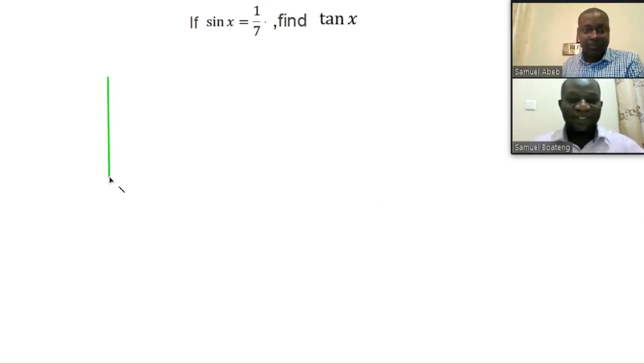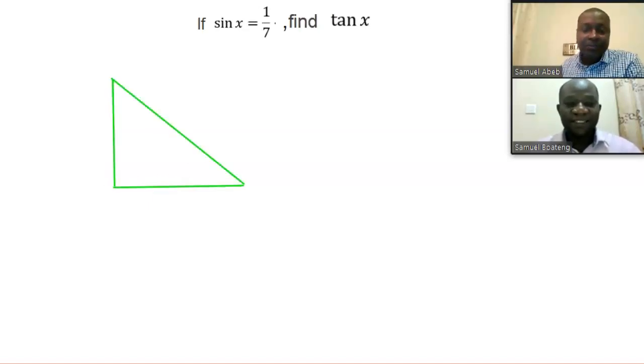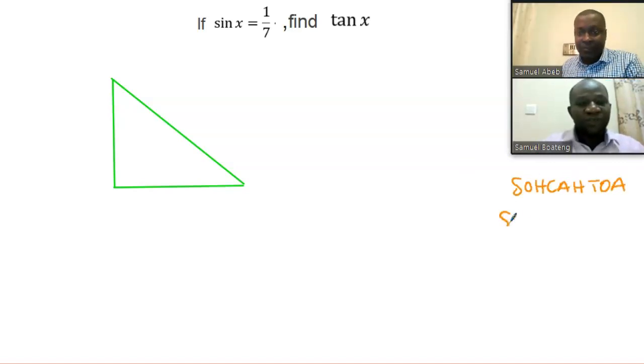Today we want to look at past questions on trigonometry. So we will start with the question on the screen. If sine x is equal to 1/7, find tan x. For this problem, you don't need to convert it to decimal. Don't worry yourself to find the angle x. You are supposed to find tan x.